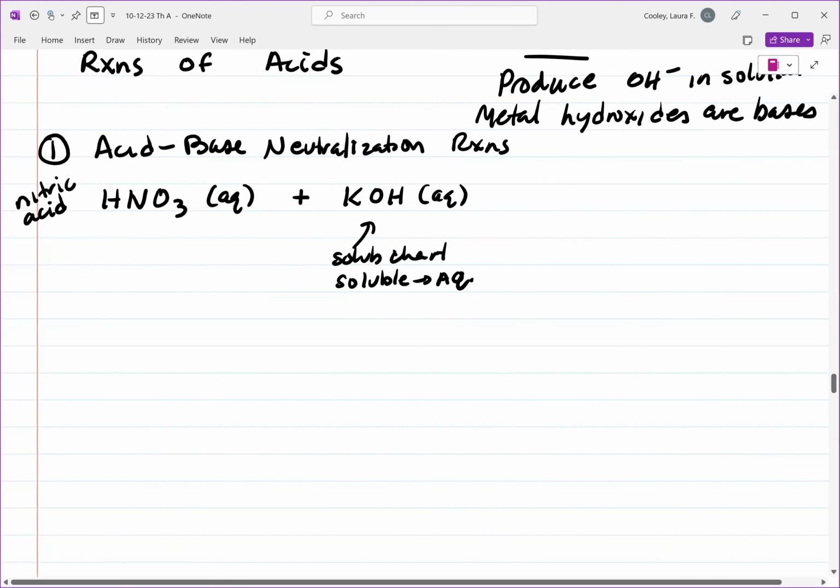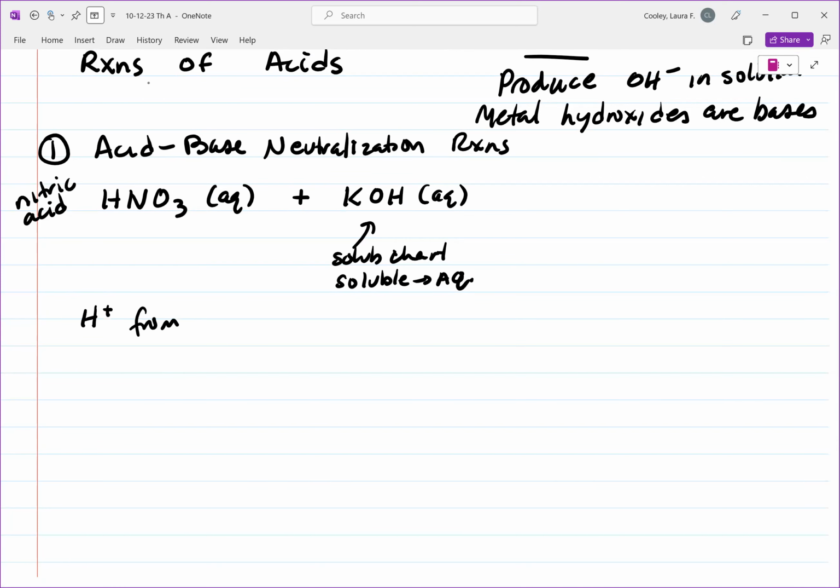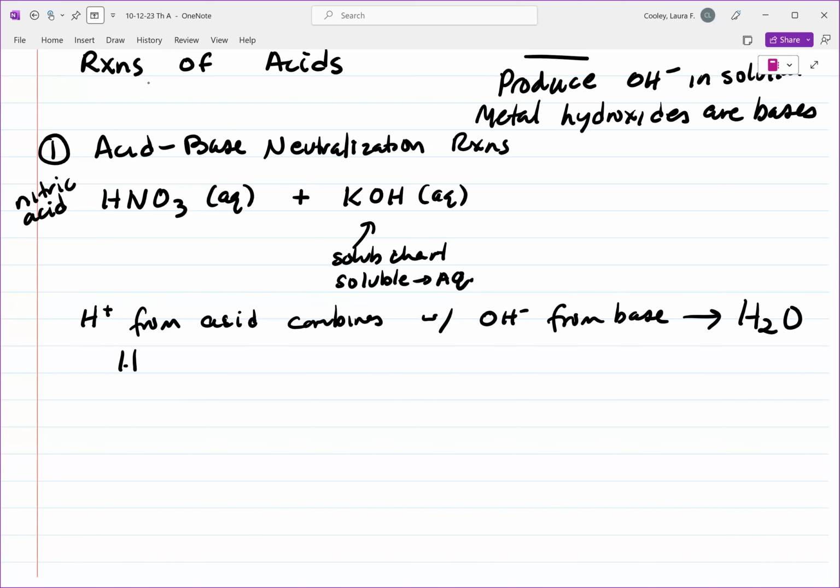So in an acid-base neutralization reaction, the fundamental thing that's happening is the H plus from the acid combines with the OH minus from the base. And what does it give you? Water. So H2O is always a product. And by the way, H2O is liquid, okay?